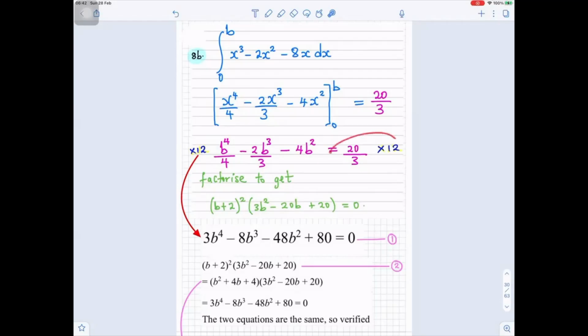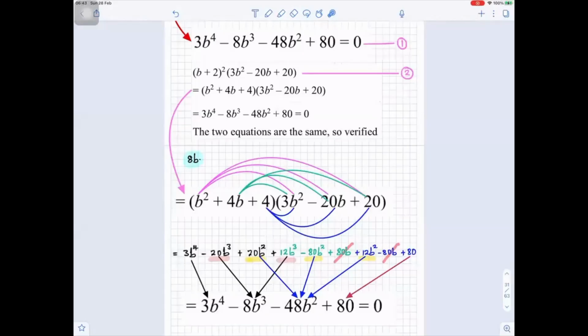And then when you multiply this by 12 and divide by 3, you get 80. But if you want to form an equation which equals 0, now comes the part where you want to show that the two equations are the same, which is very important. So you take the answer that is given in the question and change it to look like that, so that when you change the other one, you can compare them to look the same. If you expand b plus 2 all squared, that'll give you b squared plus 4b plus 4.